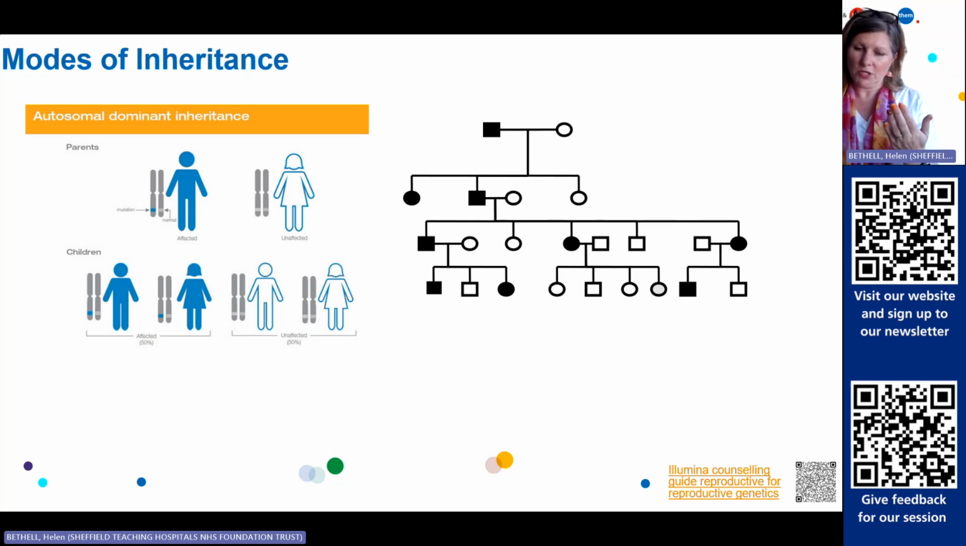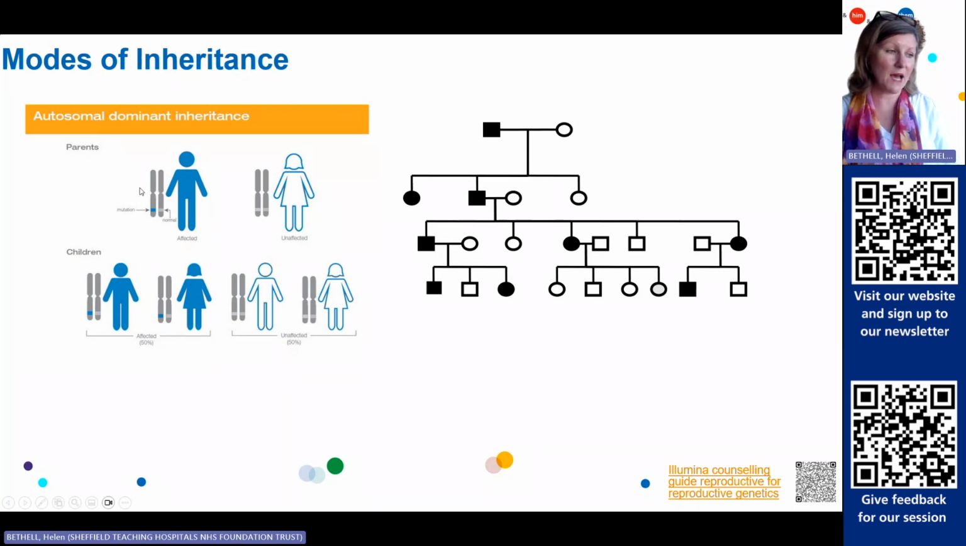In dominant conditions, if you have a variant in one particular copy of your gene, then it is sufficient to be dominant in effect over the other copy. So that's why we say it's dominant. So you only need to inherit one copy in order to be at risk of developing the condition.